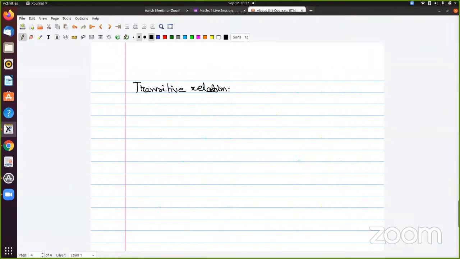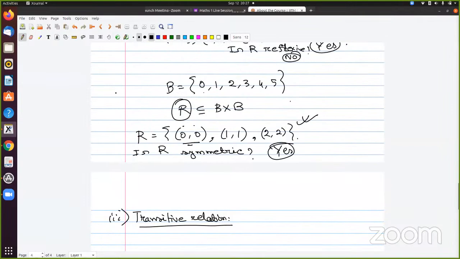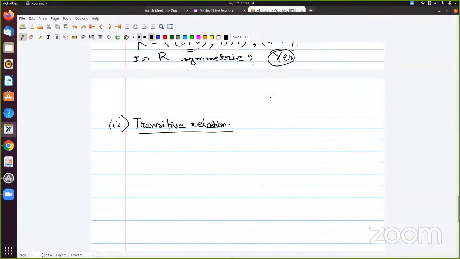Okay. So in the before example, the 0, 0, 1, 1, and 2, 2. So this set is symmetric as well as reflexive? No, it is not reflexive. Why is it not reflexive? 3, 3 is not there, 4, 4 is not there, 5, 5 is not there. So it is not reflexive. Got it, sir. Thank you. Okay, great.